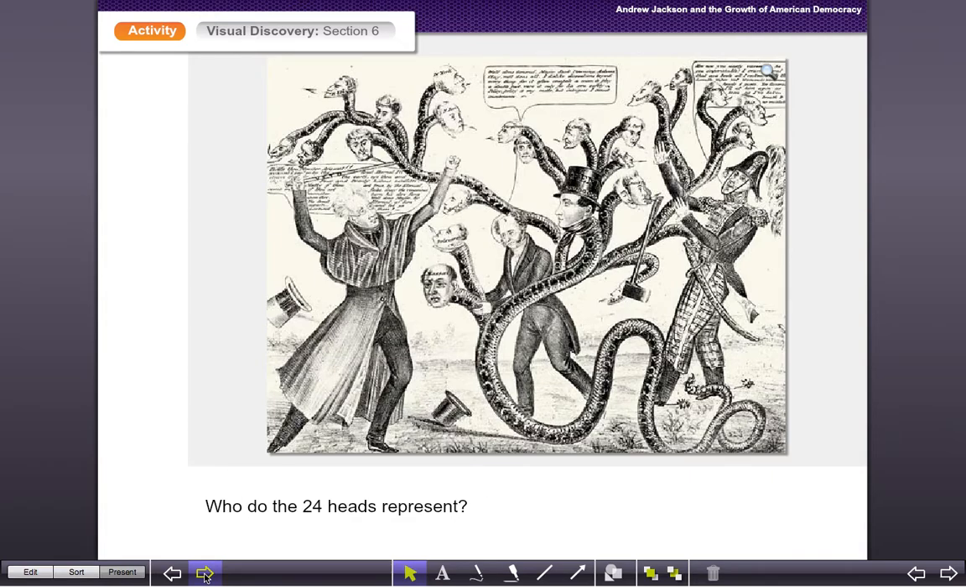So who do the 24 heads represent? Supporters of the bank, maybe? I mean, there's pretty ugly faces on there, but nonetheless, I would say these are probably some supporters of the bank. And yeah, they're all attached to this monster, so it might be that. I don't see why Andrew Jackson would want to fight against his pet banks or state banks. So, what do we think?